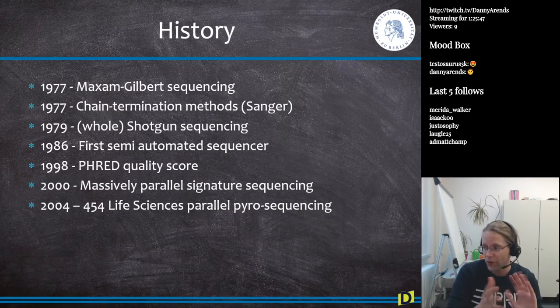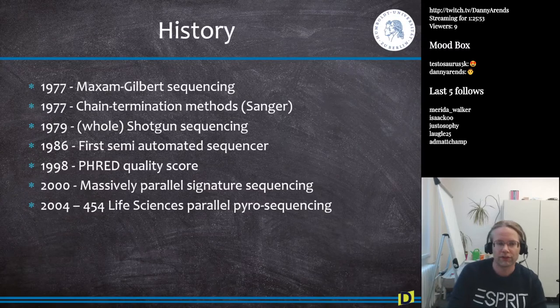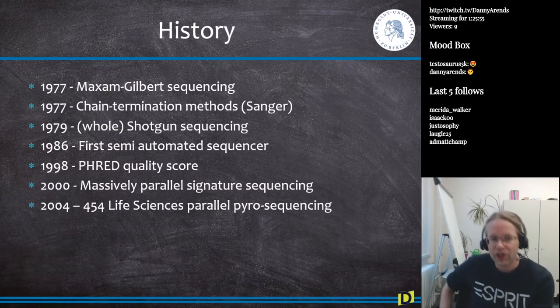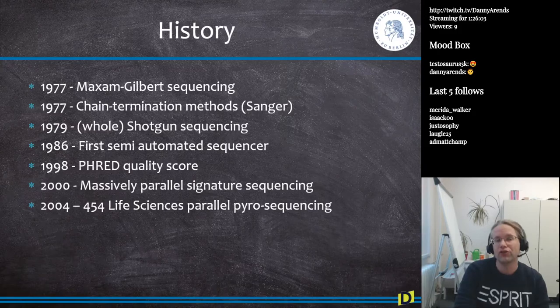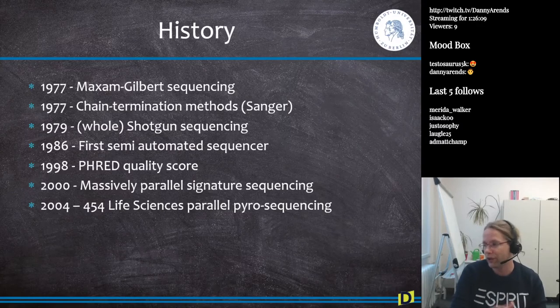Because whole shotgun means that you chop it up into little pieces, and these little pieces are just little compared to the chain termination method. In 1986, the first semi-automated sequencer was developed, and this meant that individual labs could start doing sequencing by just buying one of these machines. You would extract your DNA, put it into the machine, and the machine would more or less tell you the sequence afterwards.